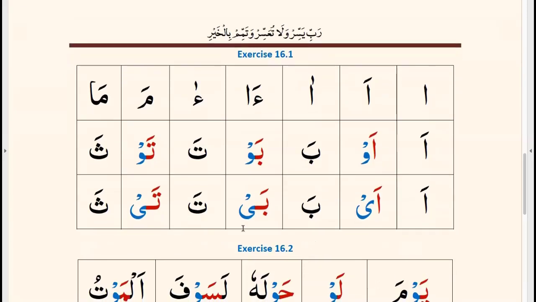Could you have a go at this bit as well for me, please? Da. Very nice. Make sure, because these two ta's just carry a fatha, we don't prolong it at all. We just read the fatha, ta, ta. Okay.